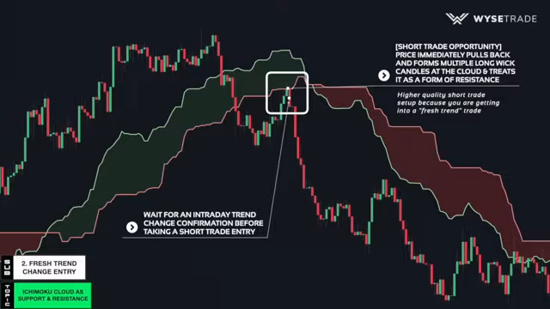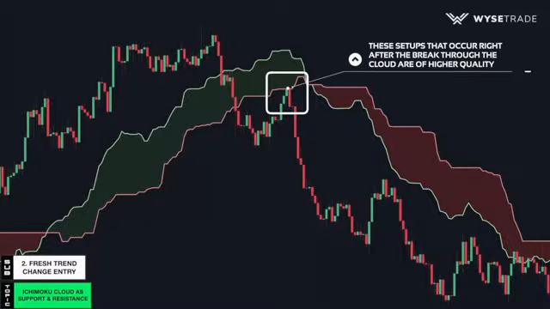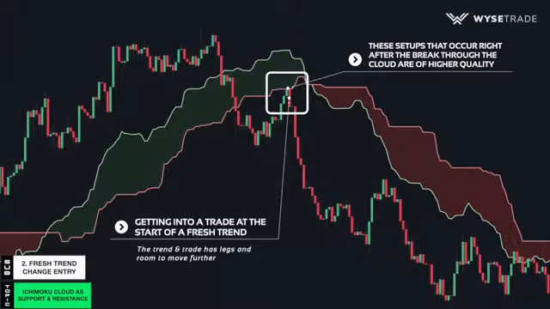Once you have an intraday trend change confirmation, you would take short entries. Now, these kinds of setups that occur right after the break through the cloud are of higher quality because you are getting into a trade at the start of a fresh trend, meaning the trend has legs and room to move a lot further.